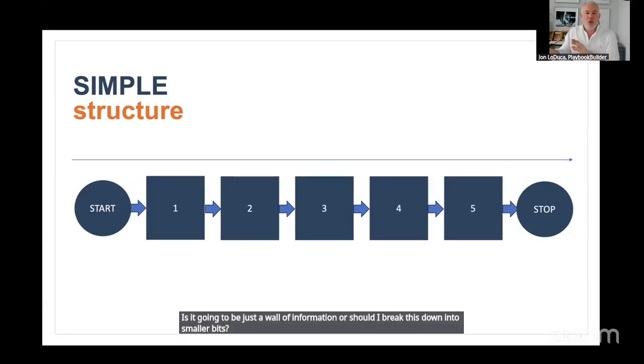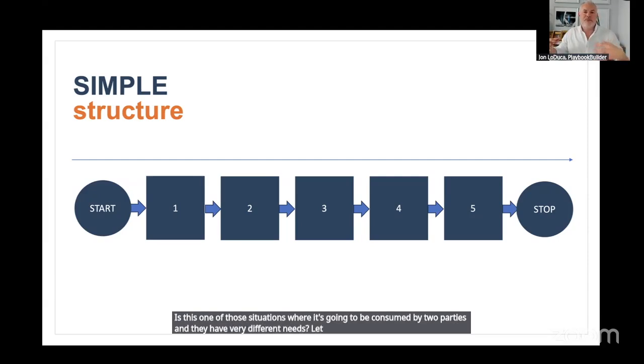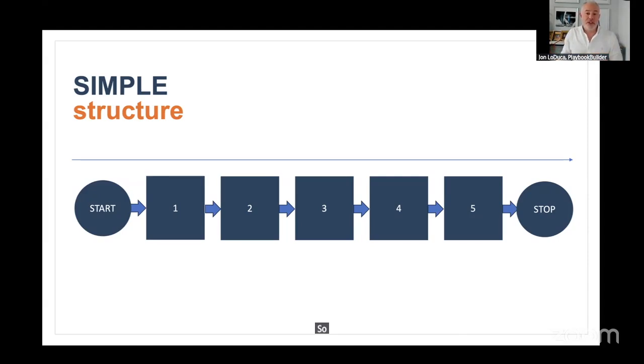Is this one of those situations where it's going to be consumed by two parties? They have very different needs. Let's make that into two playbooks. So balancing from a structural standpoint, it gets a little weird, but that's why we keep the structure simple.